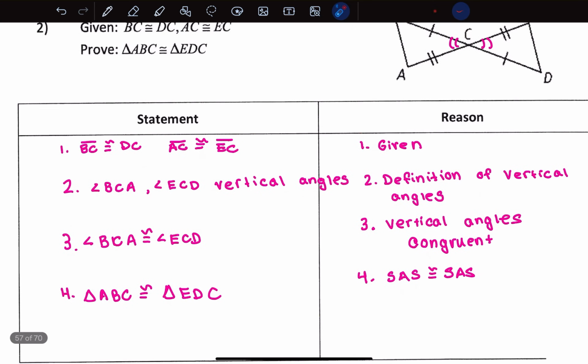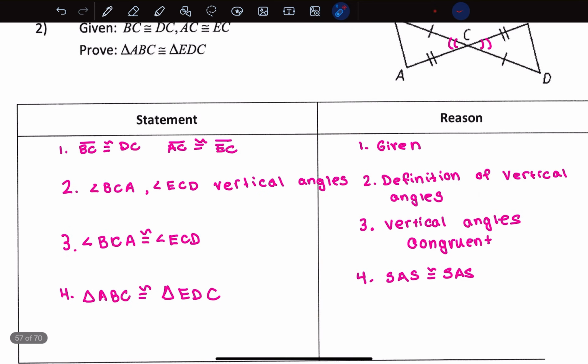So this proof is rather short. You write the givens, state that you have vertical angles. Those vertical angles are congruent. Therefore, the triangles are congruent by side, angle, side.